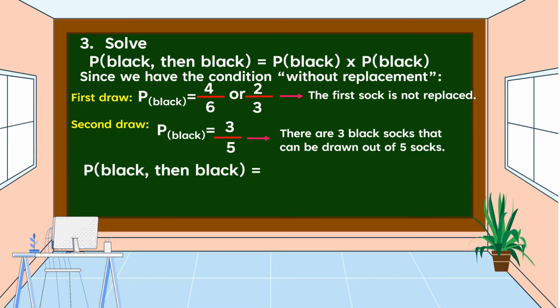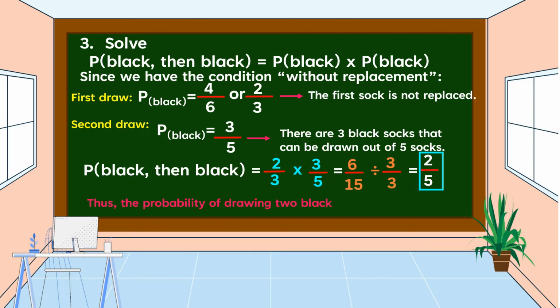So to get the answer, P of black, then black is equal to 2/3 times 3/5. So let's multiply. 2 times 3 is equal to 6. 3 times 5 is equal to 15. 6 over 15 can be reduced to its lowest term by dividing both numerator and denominator by 3. So 6 divided by 3 is equal to 2. 15 divided by 3 is equal to 5. The final answer is 2/5. Thus, the probability of drawing 2 black socks in a row is 2/5.